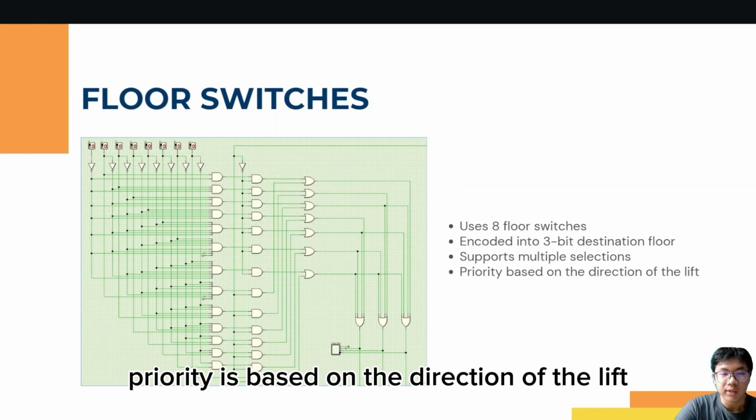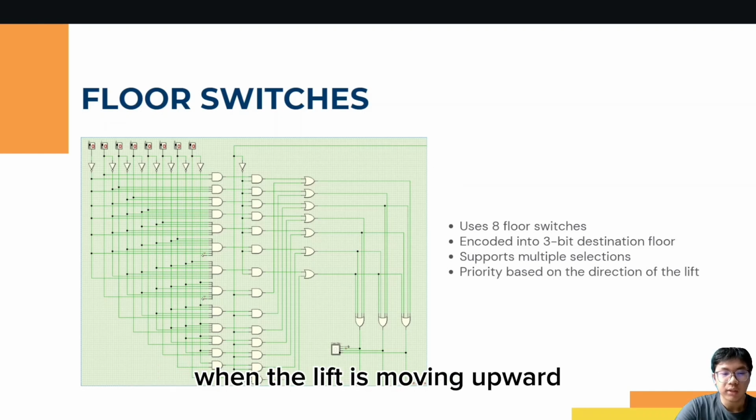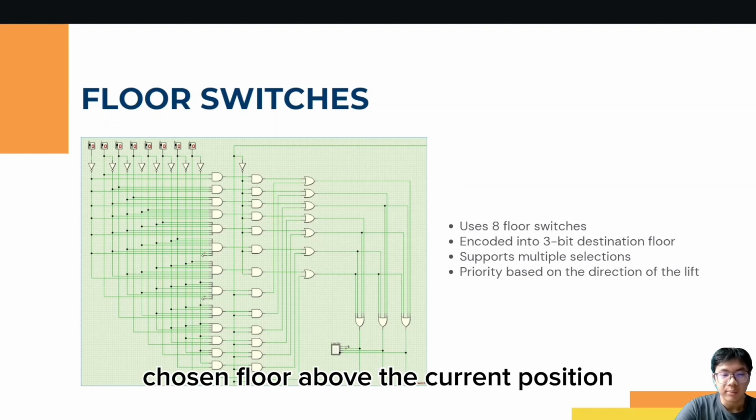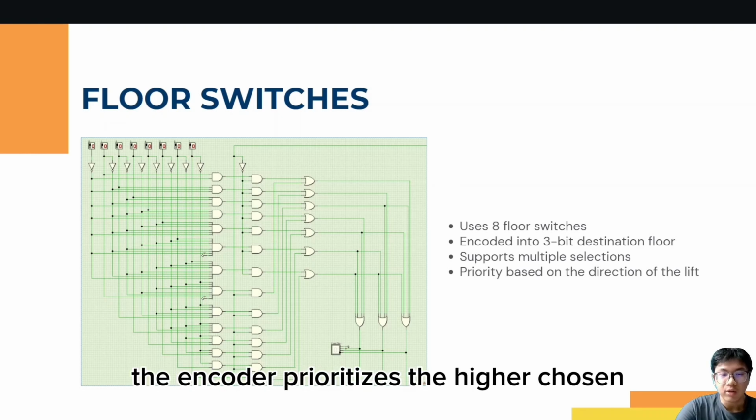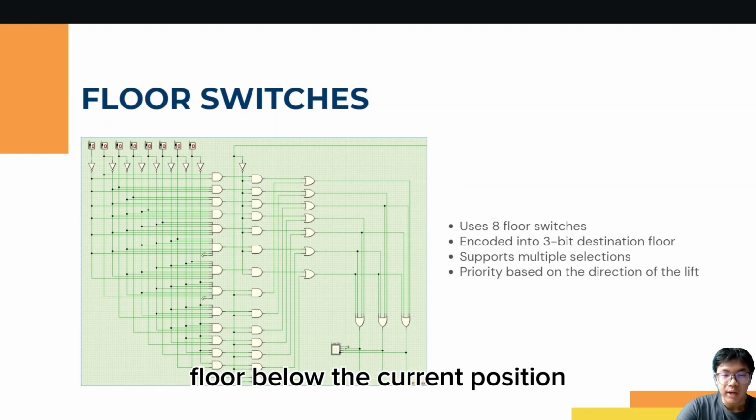Priority is based on the direction of the leaf. When the leaf is moving outward, the encoder prioritizes the lowest chosen floor above the current position. When the leaf is moving downward, the encoder prioritizes the highest chosen floor below the current position.